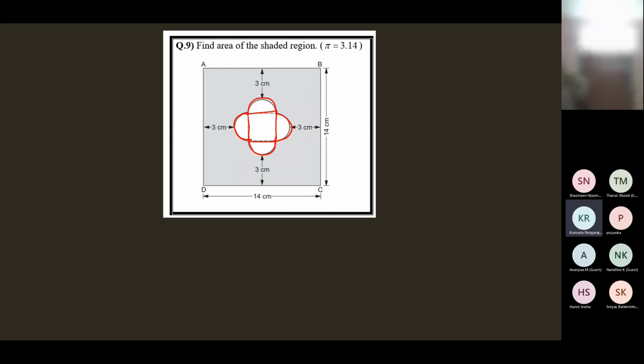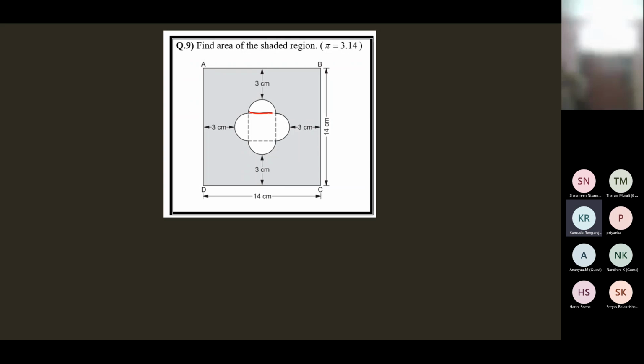Now, how do you find the area of this portion? It will be the area of the square plus the area of one semicircle times 4, which is the area of 4 semicircles. So the area of the square plus the area of the 4 semicircles will be the area of this design. Then the area of the big square minus the unshaded region will be the area of the shaded region.